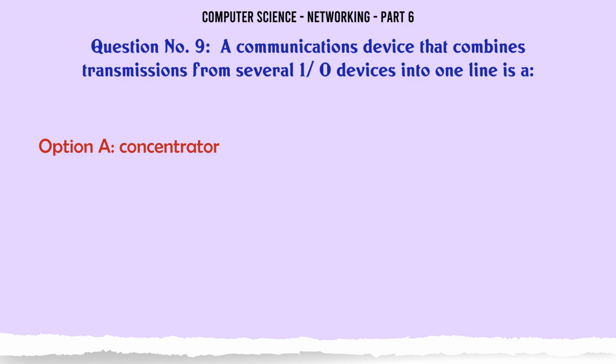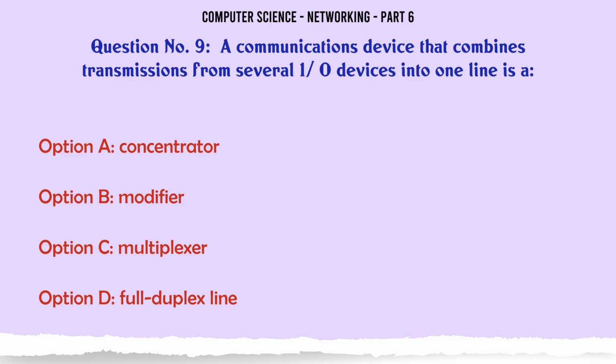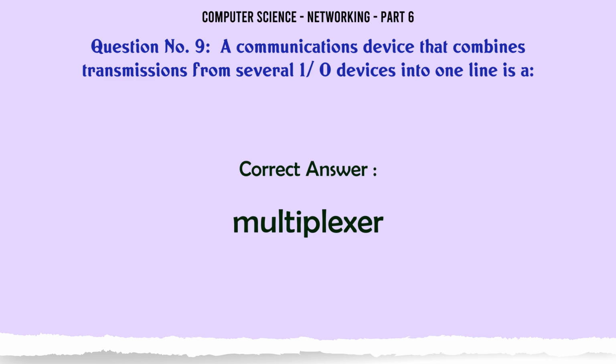A communications device that combines transmissions from several I/O devices into one line is A. Concentrator, B. Modifier, C. Multiplexer, D. Full duplex line. The correct answer is multiplexer.